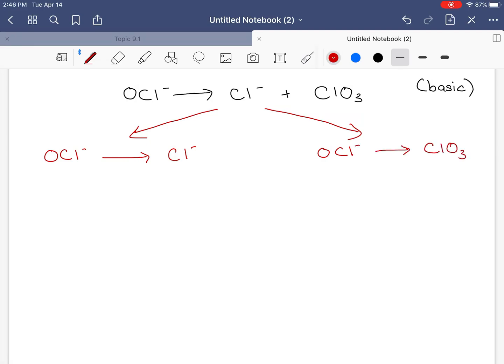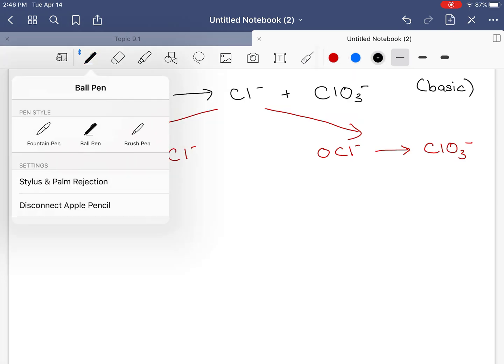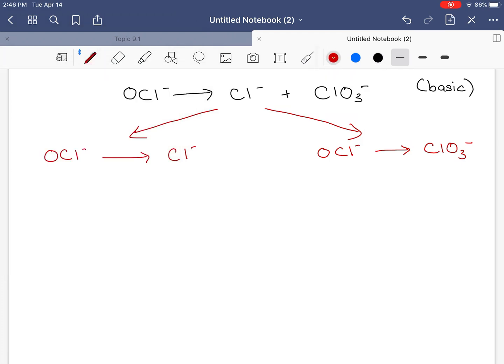OCl minus can become ClO3 minus. Oh, did I forget to put a minus sign here? Okay. There you go. See? This is also turning this reaction into two half equations. It's the same idea. All right, let's quickly balance this like it was an acidic condition.